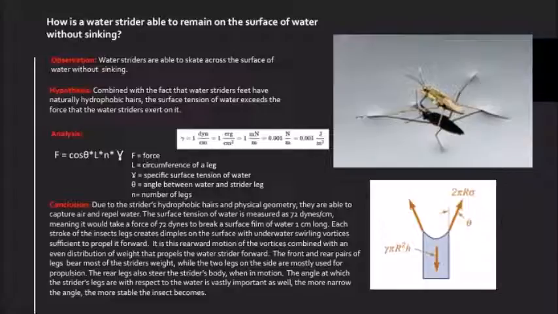Due to their microscopic water-repellent hair on the front and back side of their legs, and also the surface tension of the water, striders are able to stay on top without sinking. And here is our analysis.